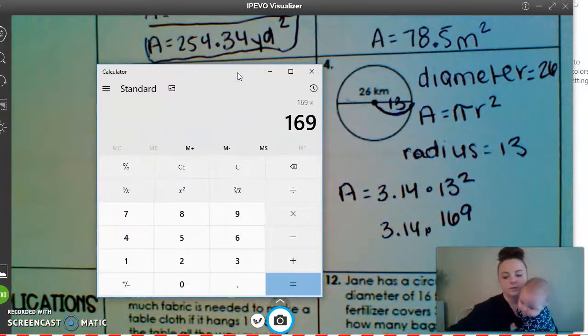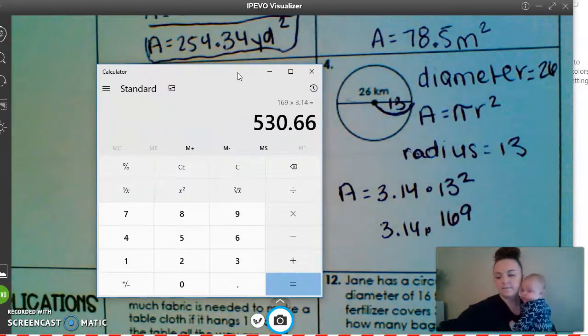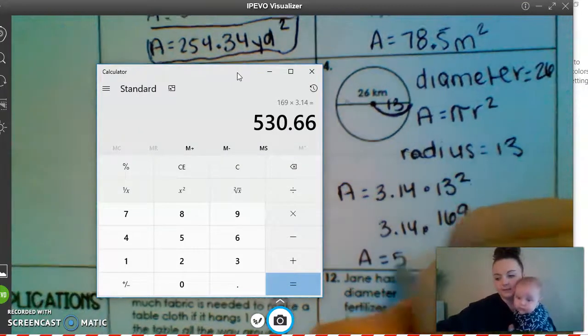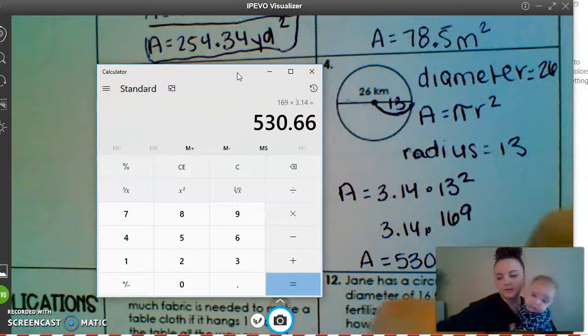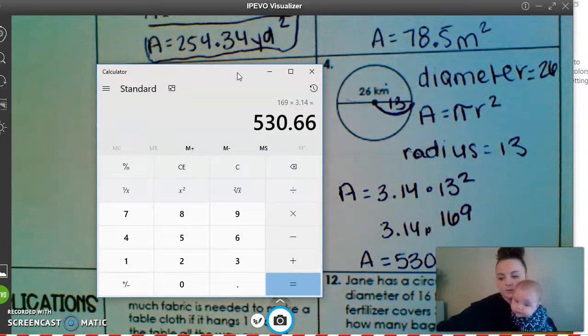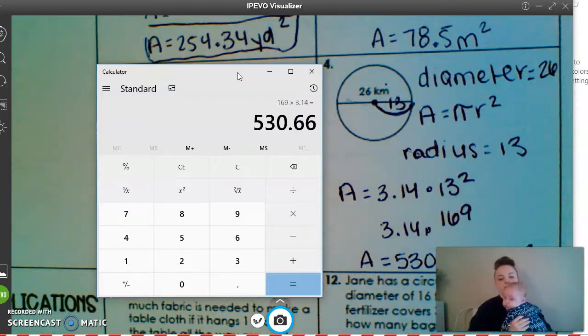3.14 times 169 is 530.66. And then our units would be kilometers squared. Okay? So it would be kilometers squared.